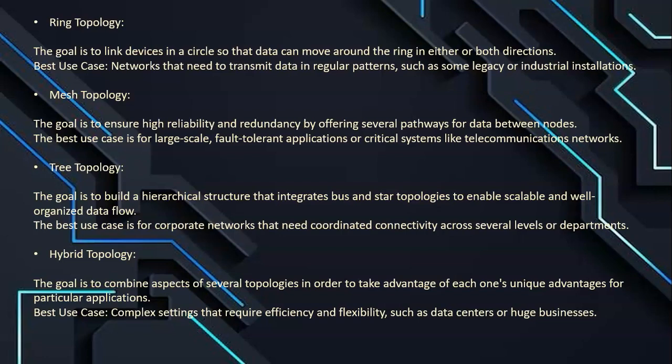The best use case is for large-scale fault-tolerant applications or critical systems like telecommunication networks. Tree topology. The goal is to build a hierarchical structure that integrates bus and star topology to enable capable and well-organized data flow. The best use case is for corporate networks that need coordinated connectivity across several levels of departments.